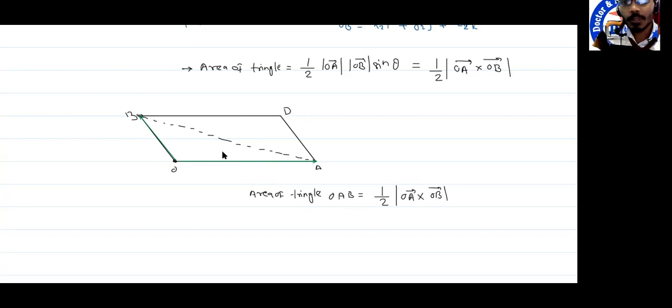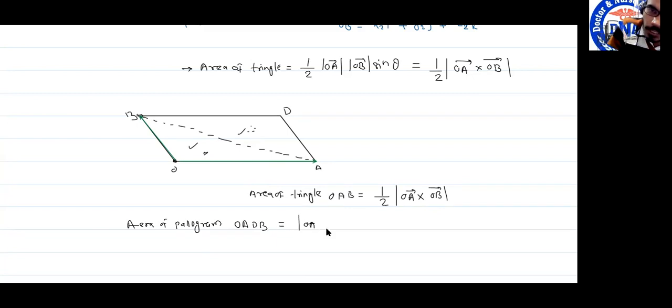So what we have to do? The areas of these two triangles are equal, so we have to add both. So the area of parallelogram OADB is equal to OA cross OB vector, because the whole area is twice the area of one triangle. Is it fine?